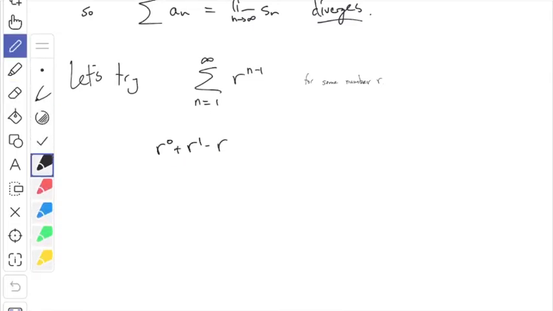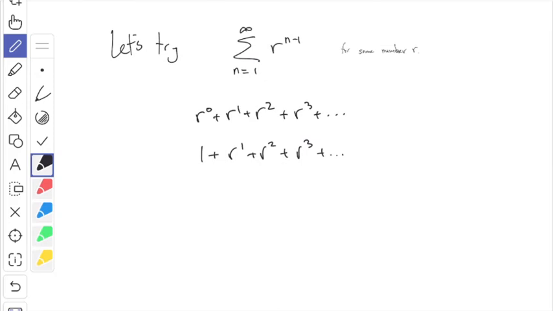R squared plus r cubed, etc., right? R to the 0, of course, is 1, but those other numbers are just whatever they are. So this would be 1 plus r squared plus r cubed. All right? And for various r, these come up fairly often in the real world and also in the world of mathematics.